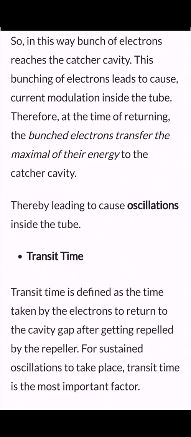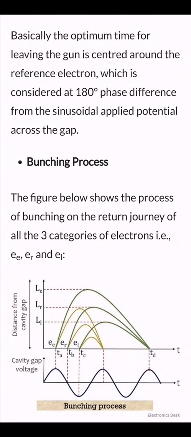And now we will discuss what is meant by transit time. Transit time is defined as the time taken by the electron to return to the cavity gap after getting repelled by the repeller. And for sustained oscillation to take place, transit time is the most important factor. Basically, the optimum time for leaving the gun is centered around the reference electron, which is considered at a 180-degree phase difference from the sinusoidal applied potential across the gap.